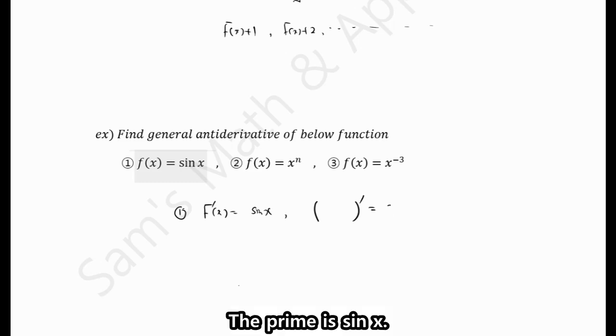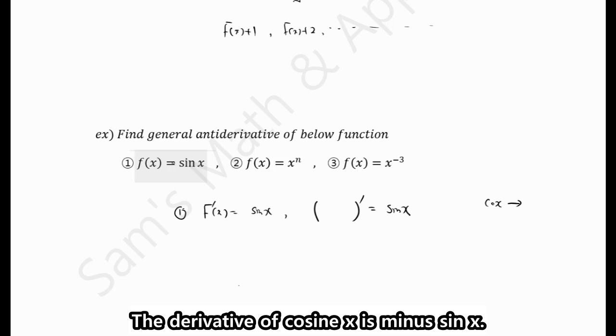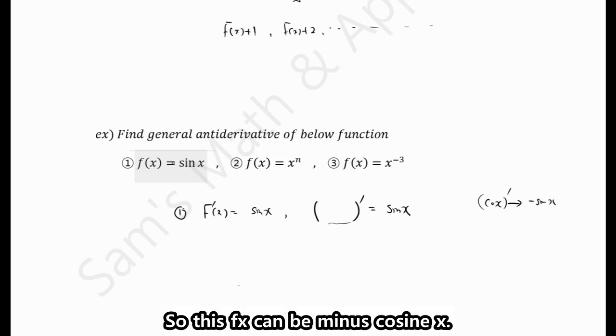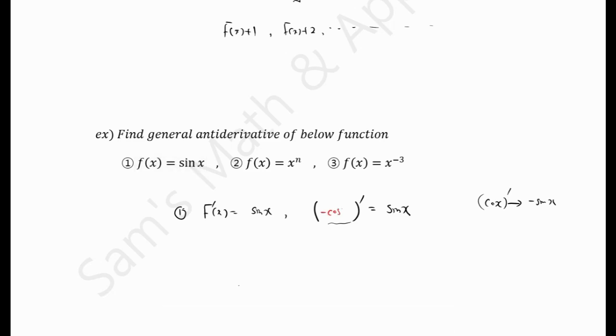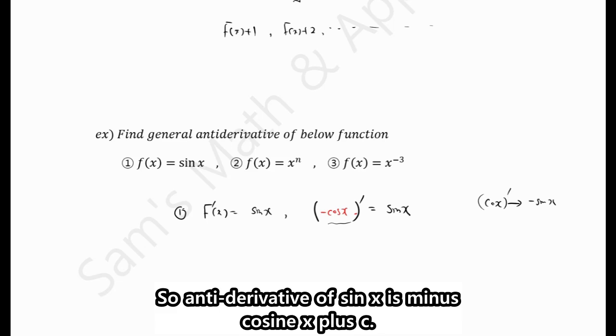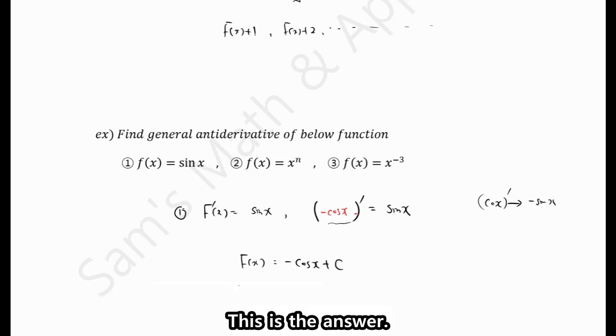The derivative is sine x. So we have already known the derivative of cosine x is minus sine x. So this F(x) can be minus cosine x. So the antiderivative of sine x is minus cosine x plus c. This is the answer.